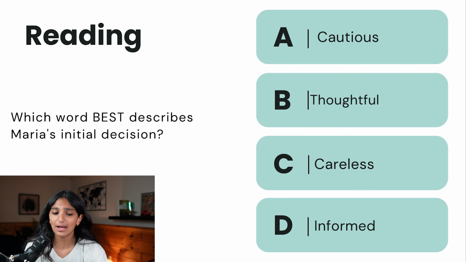Which word best describes Maria's initial decision? A. Cautious. B. Thoughtful. C. Careless. Or D. Informed? Take a minute to pause the video and figure out your answer.